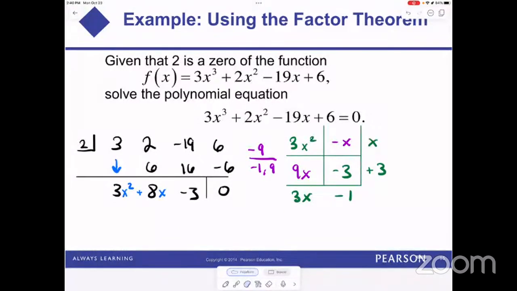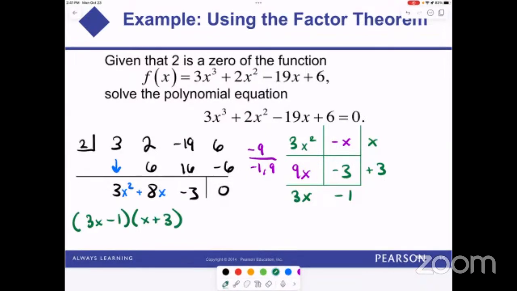So our claim is that we can factor this into 3x minus 1 times x plus 3. And then also to factor in that 2 that we were given, we're going to have x minus 2 equals 0. So this is the completely factored form of the original equation. If we use the zero factor property, set each factor to 0 and solve, we get x equals -3, positive 1/3, and 2.